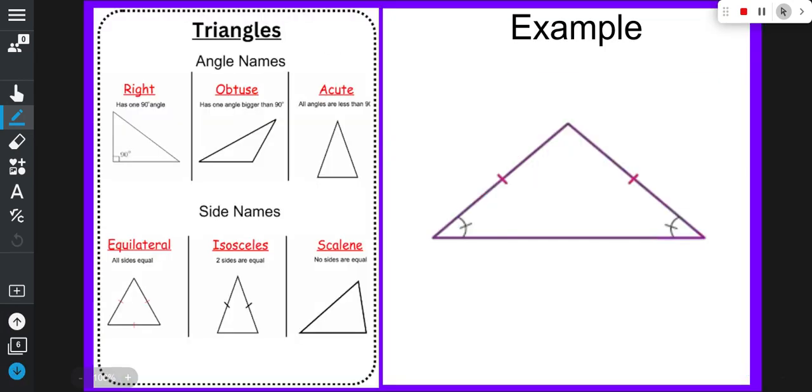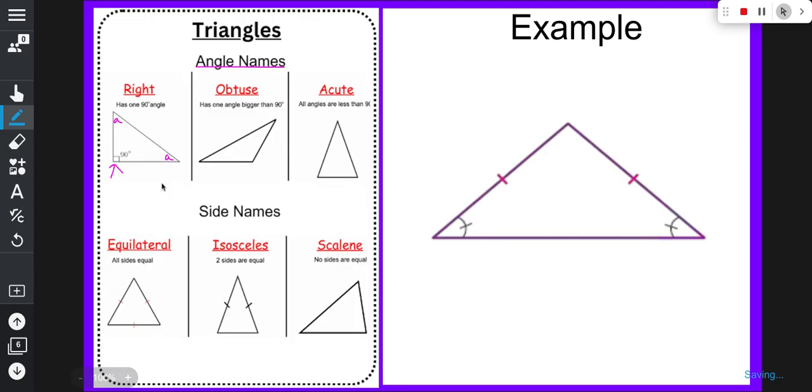The next concept is triangles. Triangles have first and last names when we want to start naming or grouping and categorizing triangles. The first name is their angle names. Triangles have an angle name of right, obtuse, or acute. If a triangle has a right angle in it, then it is going to be called a right triangle. The other two angles in a right triangle are going to be acute.